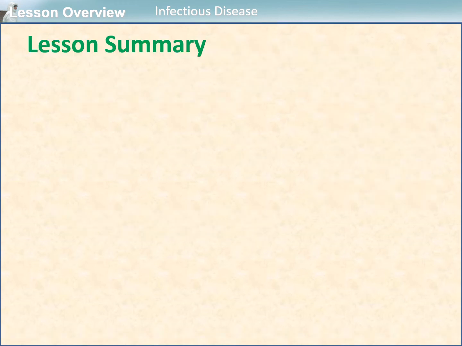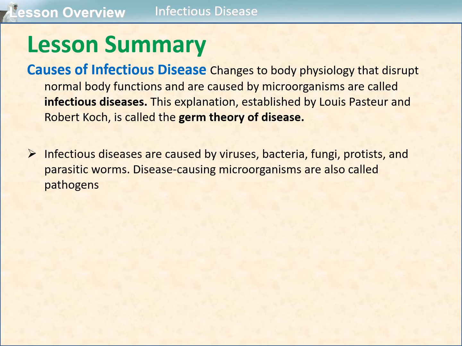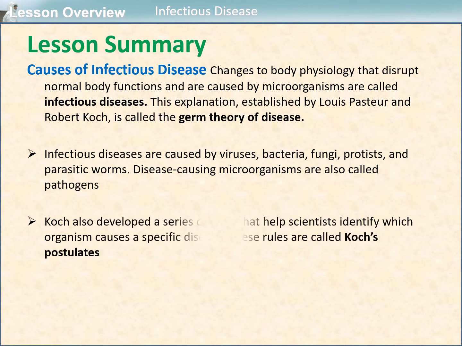Let us now summarize the lesson. Changes to body physiology that disrupt normal body functions and are caused by microorganisms are called infectious diseases. This explanation was established by Louis Pasteur and Robert Koch and is called the germ theory of disease. Infectious diseases are caused by viruses, bacteria, fungi, protists, and parasitic worms. Disease-causing microorganisms are also called pathogens.